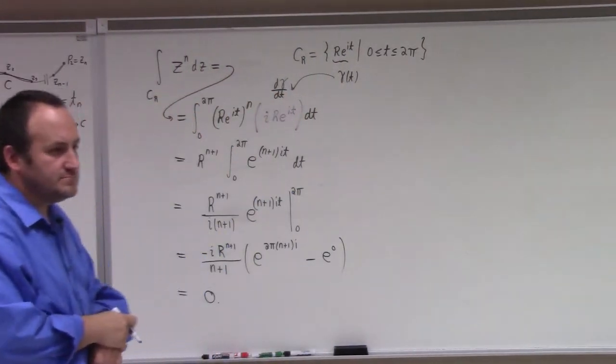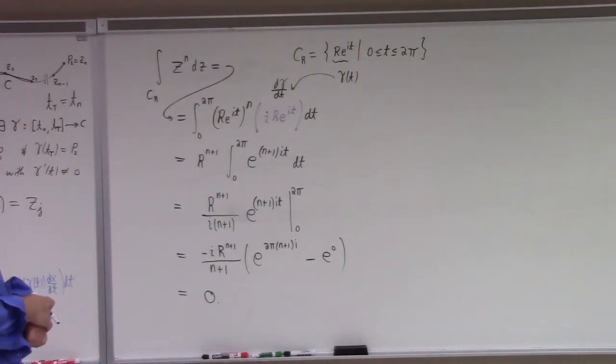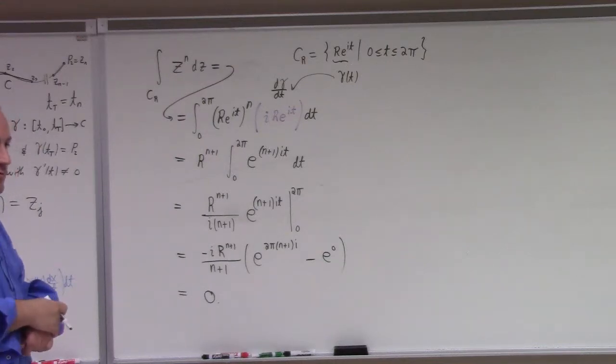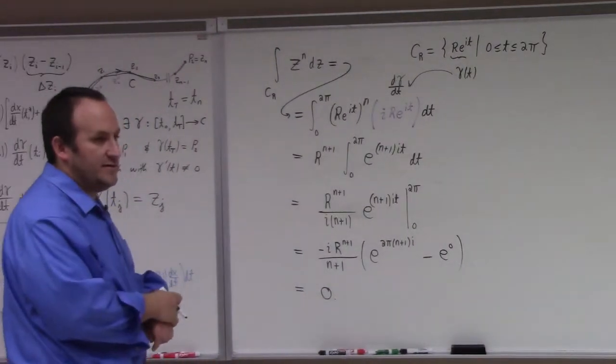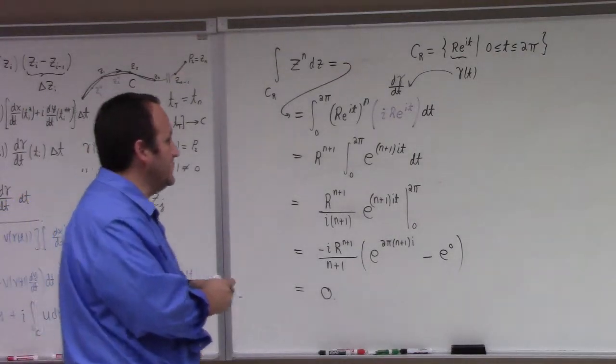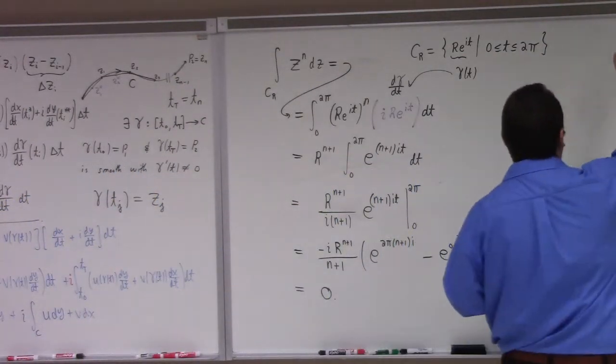Now there is an exceptional case. What's the n that my calculation does not make sense for? Yeah, it's the negative 1. So n equals minus 1, this does not work, right? What happens in the case n equals minus 1?